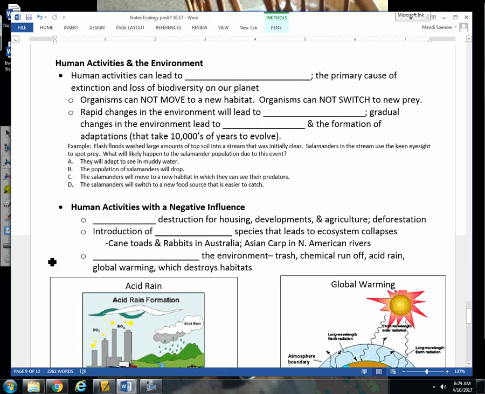So we mentioned that there's limiting factors for all populations, and we're going to note some of the most crucial or critical limiting factors for organisms. And that's the fact that human activity is changing the habitat size for species or populations. And the number one cause of extinction and loss of biodiversity is habitat destruction by humans.